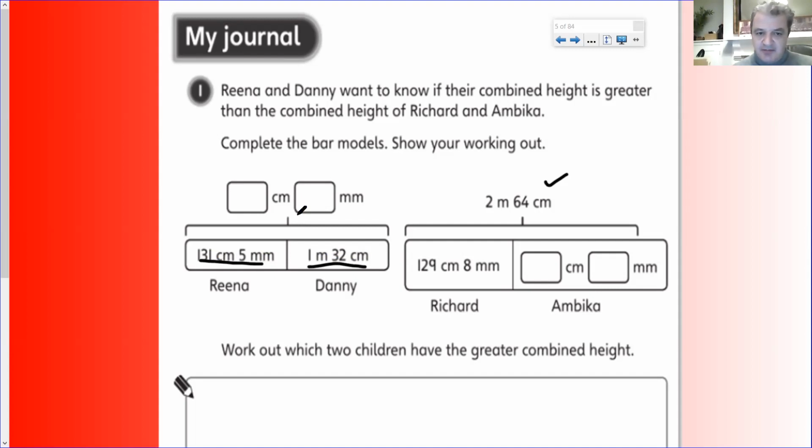Okay, we need to think about how many centimeters this answer is here. How many centimeters is this answer? Or we can think of how many meters this is here. I could write this as 1 meter, 31 centimeters. I've got 1 meter, 31 centimeters here, but I've also got an additional 5 millimeters.